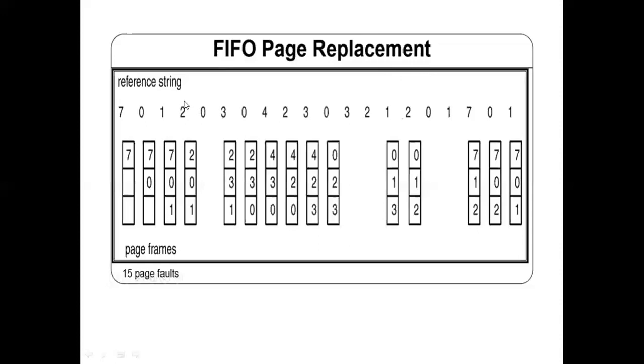Now let's say you are looking for page 2. When page 2 comes in, which frame will be made the victim? Naturally it will be page 7, because it is placed in the first frame. Page 7 had come in initially, so I remove it, push it out to the disk, and swap in page 2 in that frame.